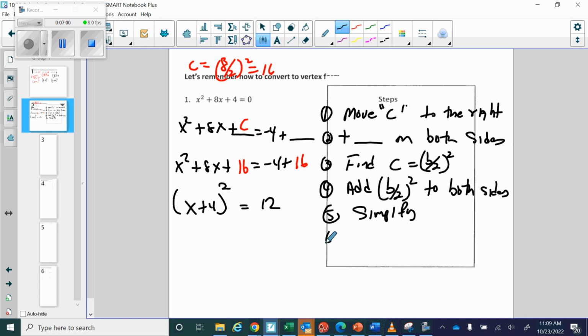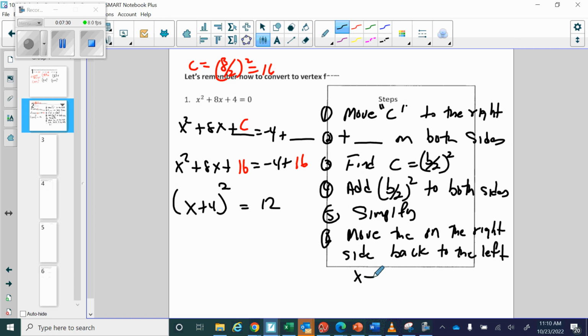And step number 6 is move the number back to the right side, and then back to the left. And I should end up with x minus h squared plus k equals 0 in that format.